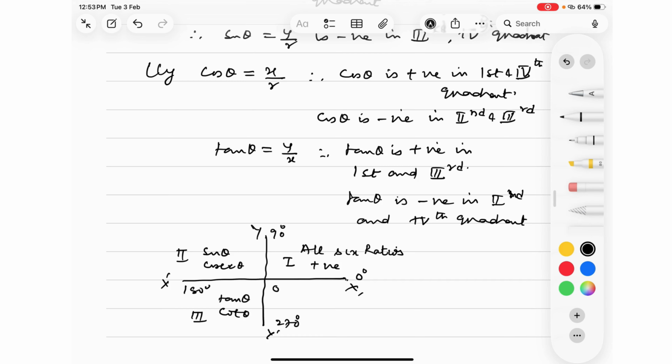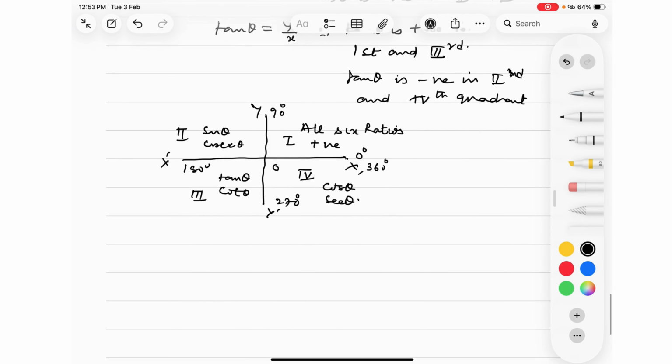After completing one revolution, it comes back to 360 degrees. Y dash O X is called the fourth quadrant, and in the fourth quadrant, cos theta and secant theta are only positive. The remaining 4 ratios are negative. So all 6 ratios are positive in the first quadrant; sin theta and cosecant theta in the second; tan theta and cot theta in the third; cos theta and secant theta in the fourth.